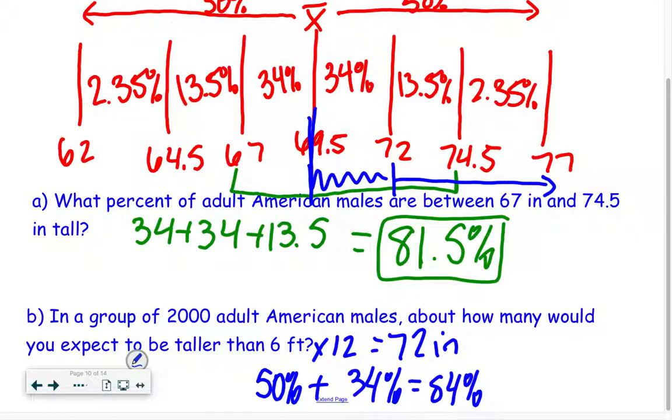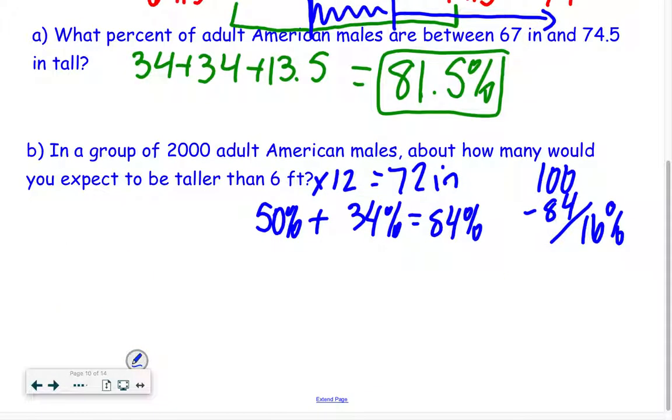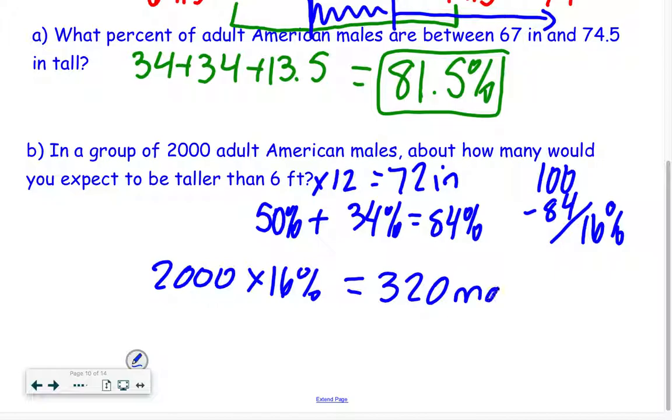So how do I figure out how much are taller? 100 minus 84. And I get 16. I want to know how many people, because the 16 is a percent. If I have 2,000 people and 16% of them, how do I figure out how many people that is? 2,000 times 16%, and Mike says that is 320 males. Good.